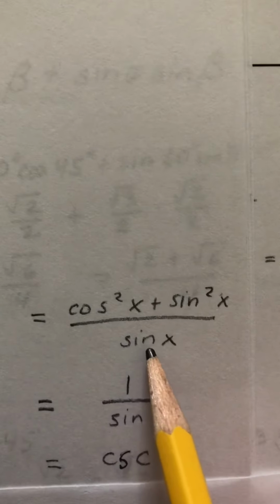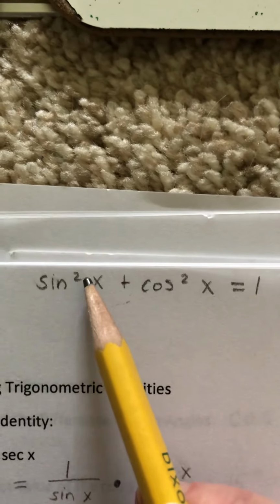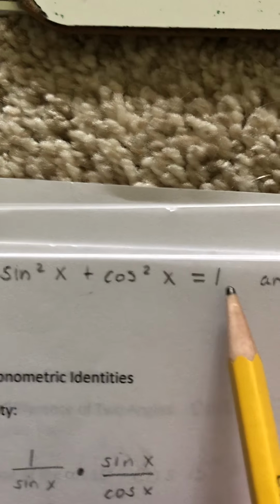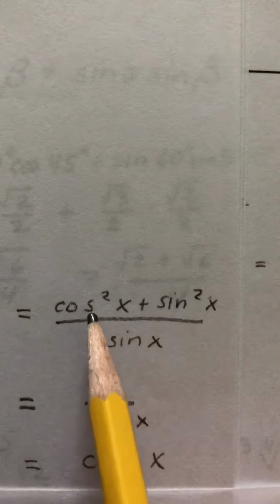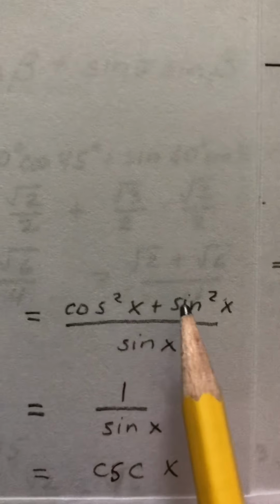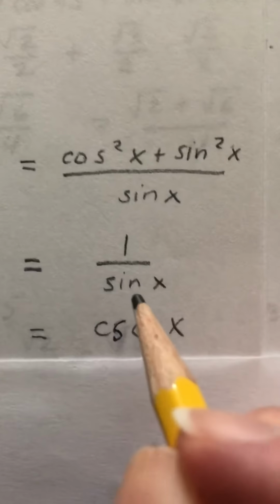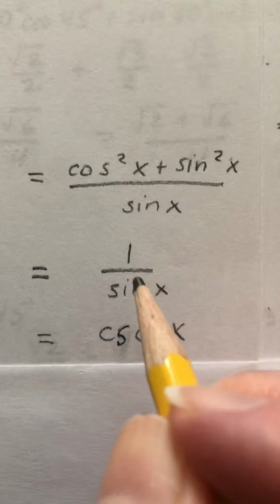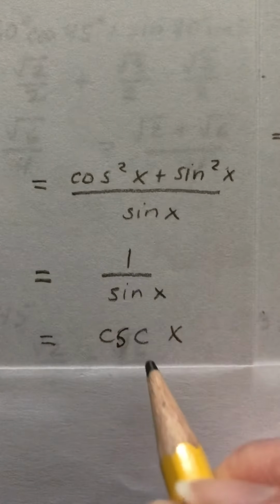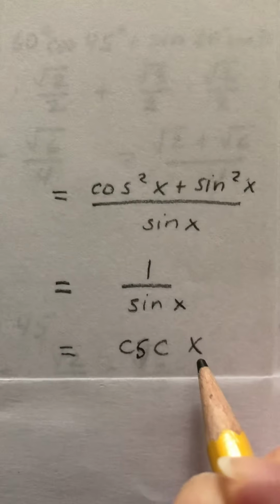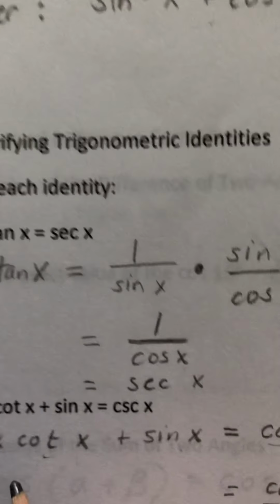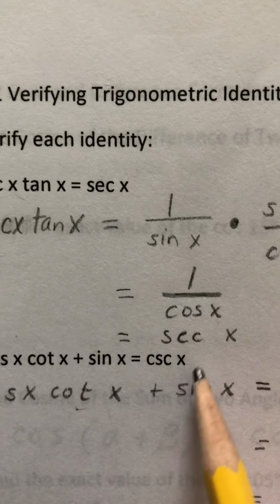But using the Pythagorean identity, sine squared x plus cosine squared x equals 1, it doesn't matter if I write it in a different order: cosine squared x plus sine squared x is equal to 1. So I have 1 over the sine of x, and I know that 1 over the sine of x, the reciprocal of the sine of x, is the cosecant of x. So I'm done as soon as I get to the right-hand side of the equation, as soon as I prove this.